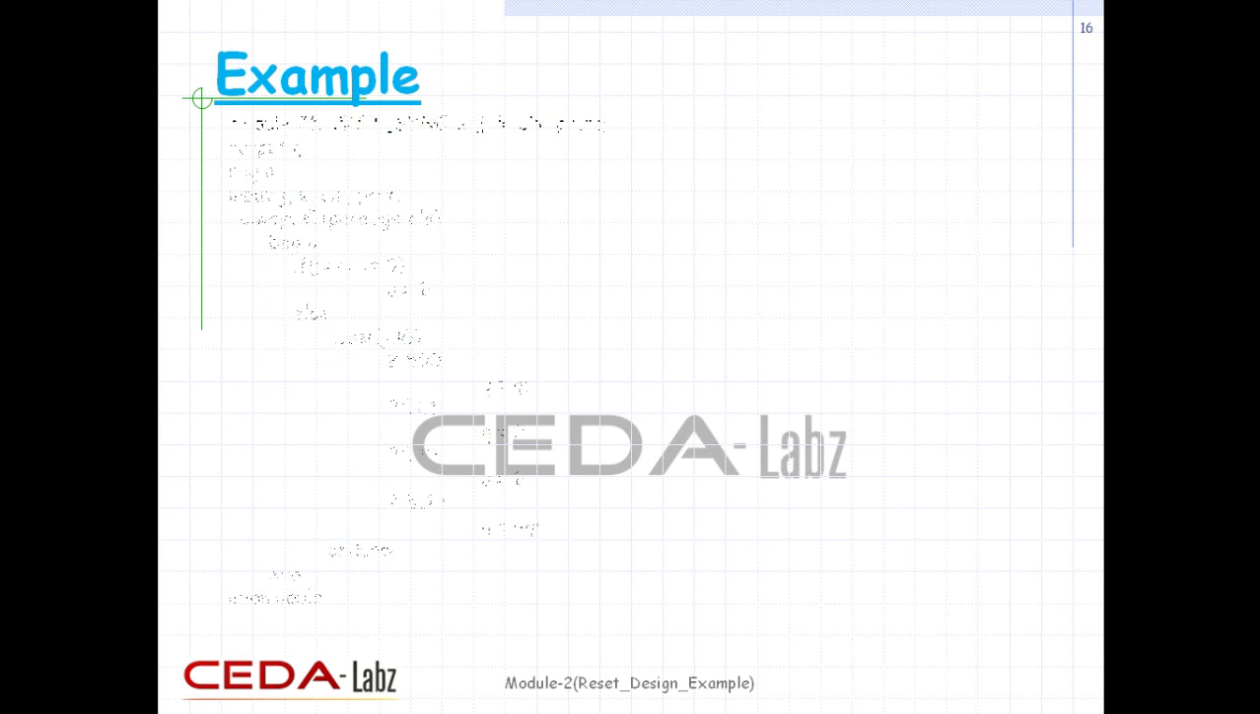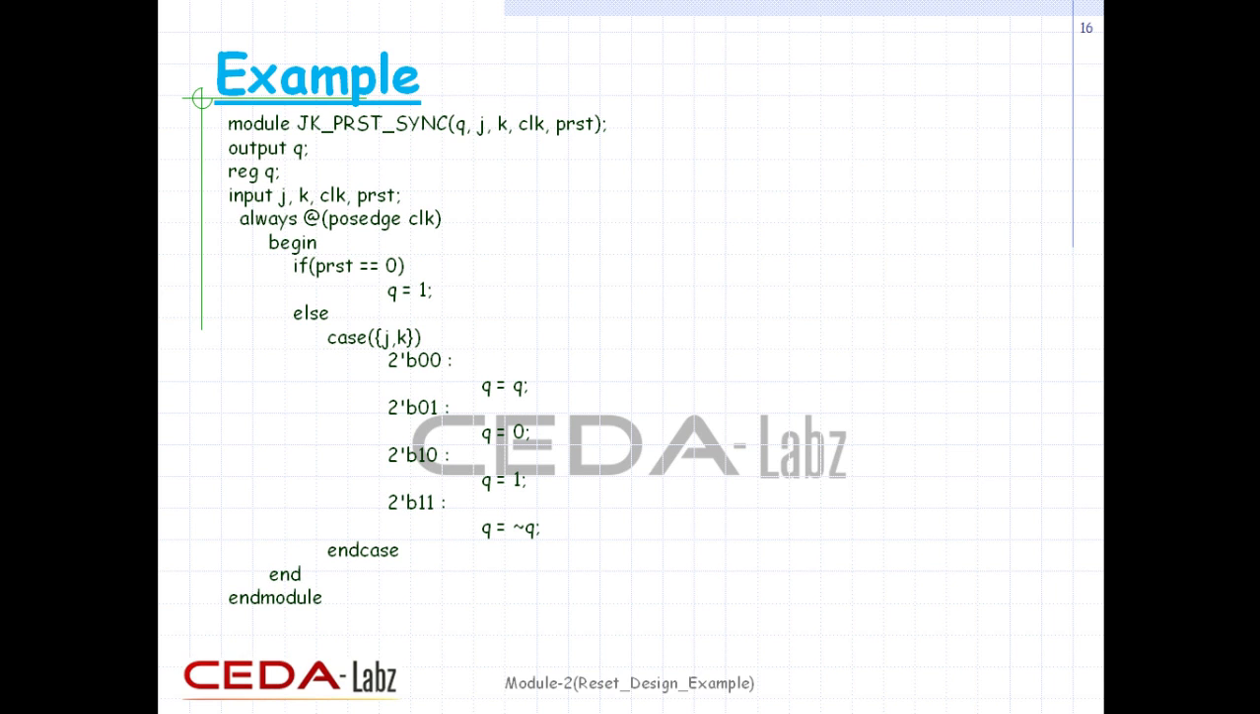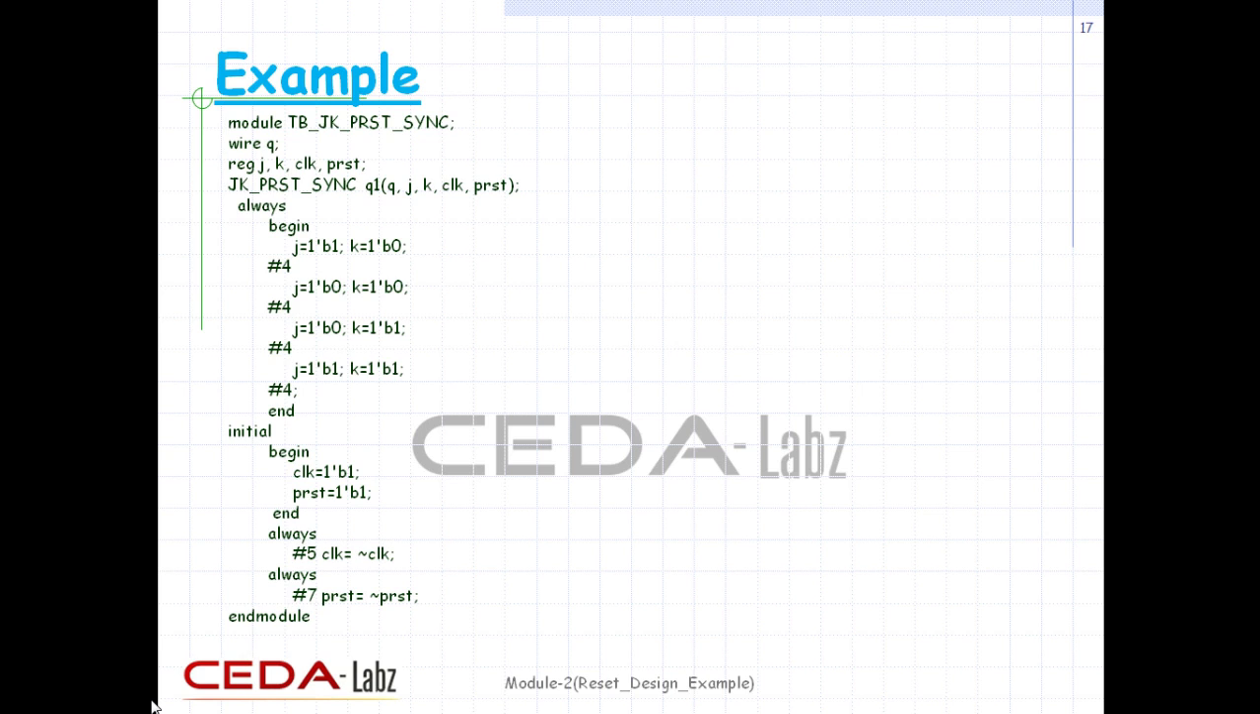This is the Verilog description of a positive edge-triggered JK flip-flop with active low synchronous preset. In case of preset, output becomes 1, unlike in case of reset where it becomes 0. So, if preset is low, output will become high, else it will work as a simple JK flip-flop. Here is the test bench for the same.